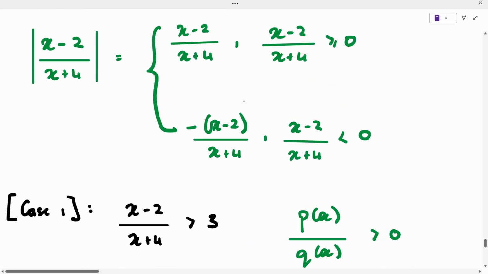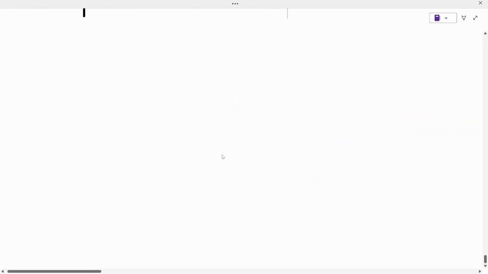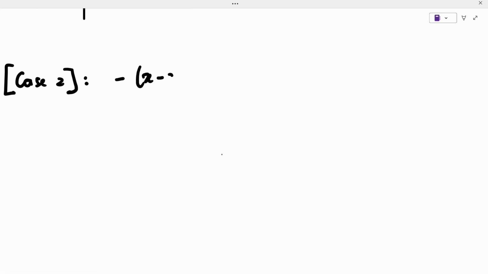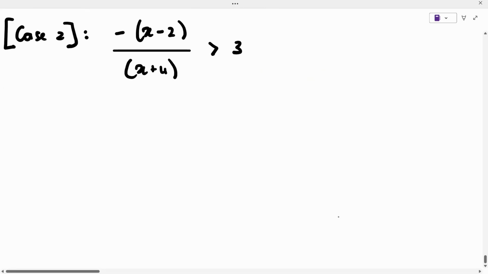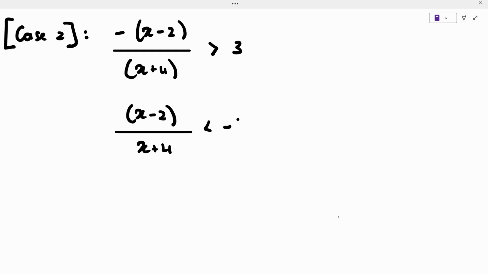So that is when we use this bottom part of the piecewise function. So we have case 2: minus x minus 2 over x plus 4. So we could divide throughout by the negative sign. We'll have x minus 2 over x plus 4 is less than minus 3.